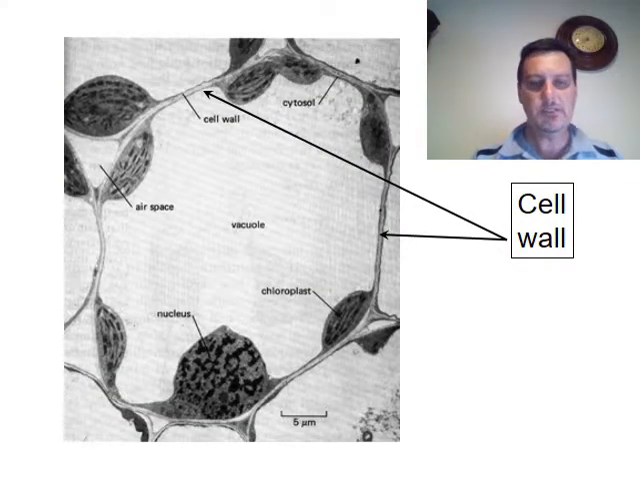Now this particular slide is showing a plant cell, and you can see here that the structure that has been labelled for you is the cell wall. The cell wall provides structure and rigidity to plant cells and is obviously only found in plant cells.